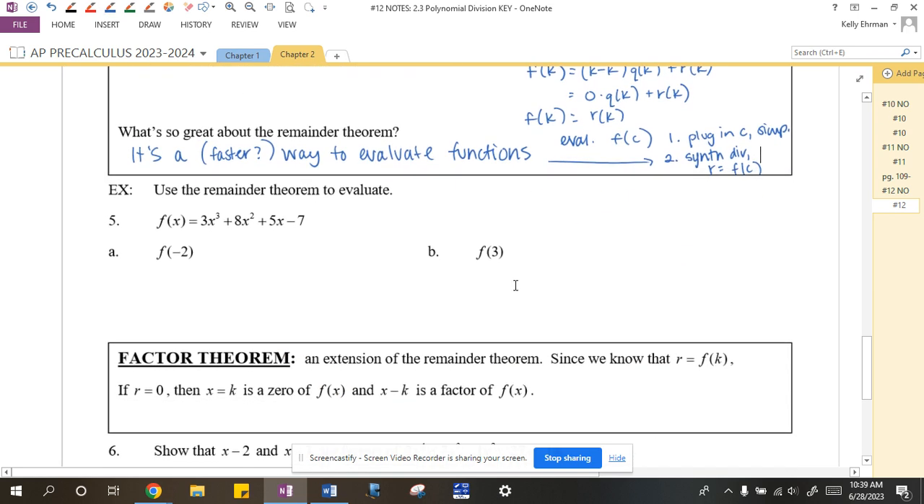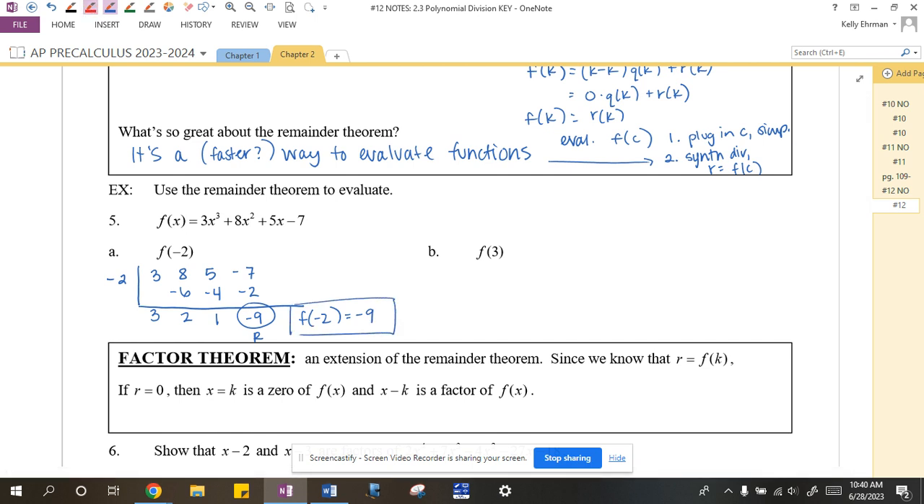So we're going to practice that. Use the remainder theorem to evaluate. So f of -2, again, I could just plug -2 in. That wouldn't be terrible. But using our new method, we should be able to put -2 outside of our synthetic division setup. Drop down our first number, multiply, add, multiply, add, multiply, add. Remember that the number furthest to the right is the remainder. So f of -2, excuse me, is equal to -9.